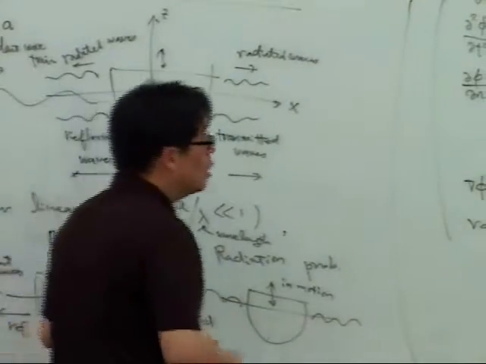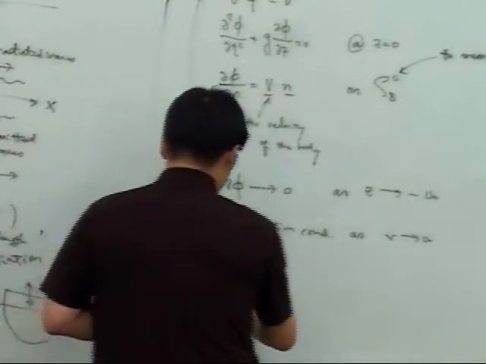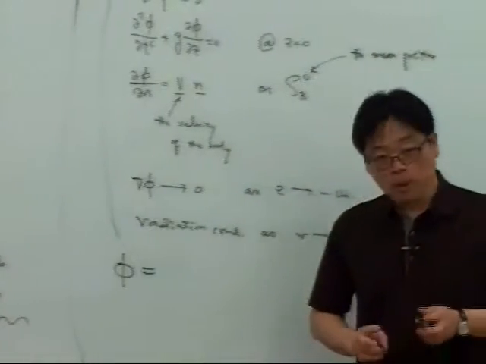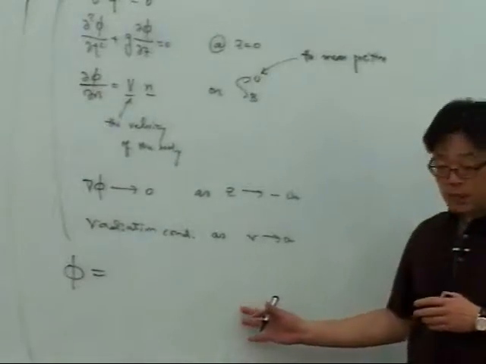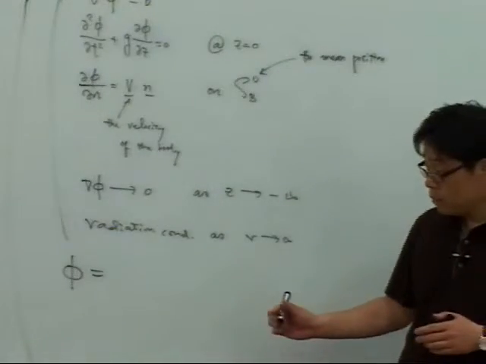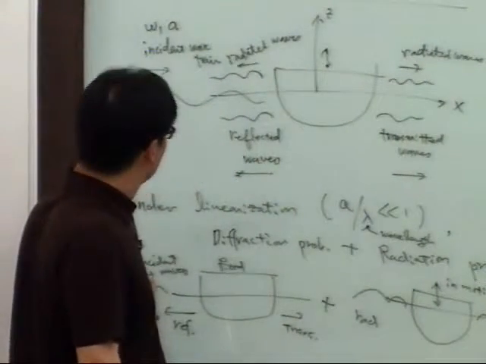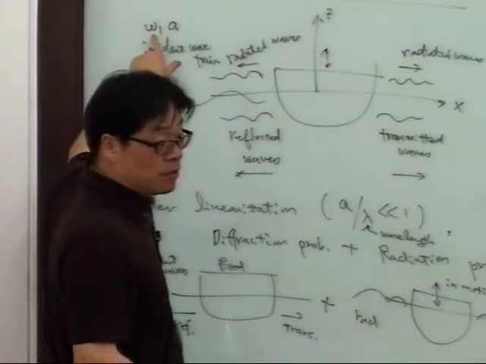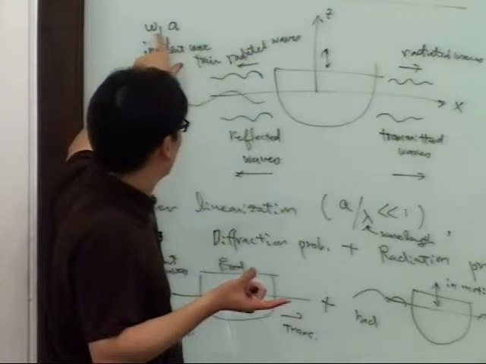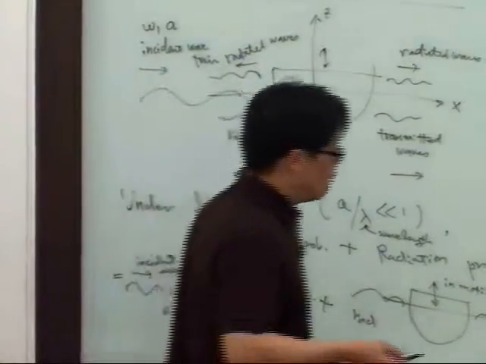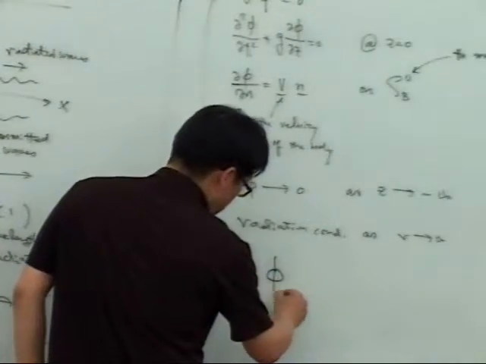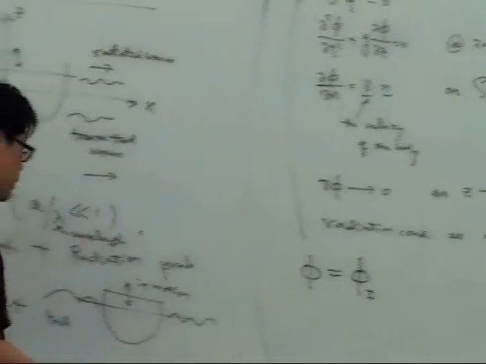But since we decompose the problem into two, we can write phi as a two component: one is the radiation potential, and the other is the diffraction potential. For the diffraction potential, we need the incident waves, which is known. As I said, once I specify wave period and wave amplitude, I can specify the incident waves, right? So I need an incident wave. This is known.